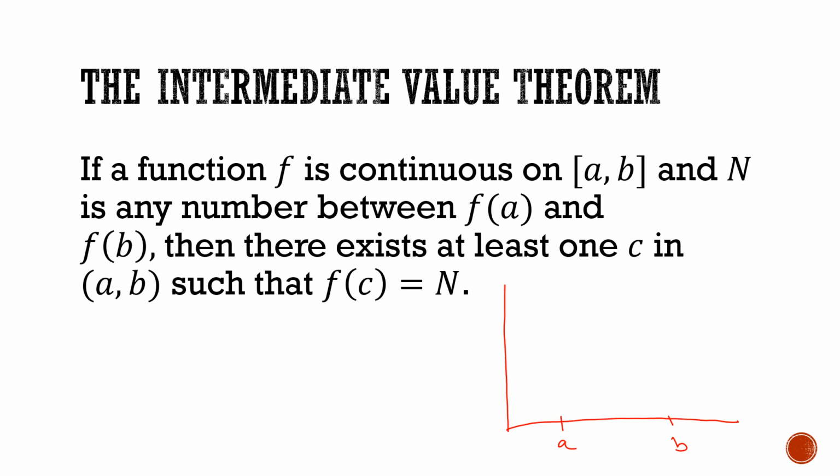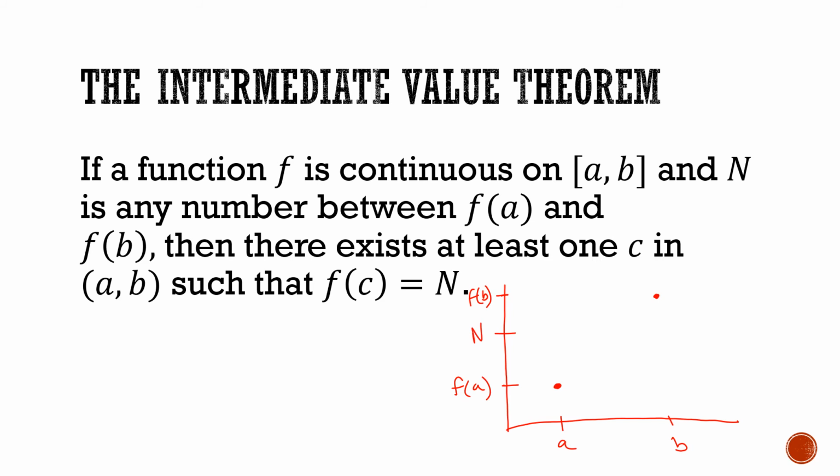So if this is a, let's just make a point there, and let's call this b, let's make a point there. This value right here is f of a. And this value up here would be f of b. Those are the y values for a and b. So they're saying that there has to be some number n between f of a and f of b.